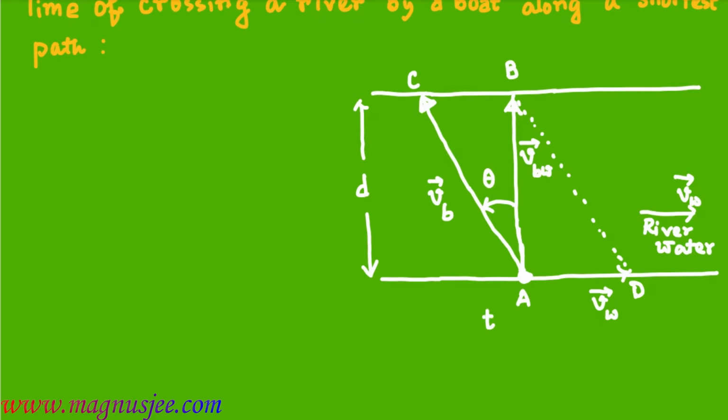Theta is the angle with which the boat will try to travel along AC with a velocity VB, and the boat starts its motion from the point A at t equal to 0 second, and the boat will reach the opposite bank at the point B at time t equal to t second.